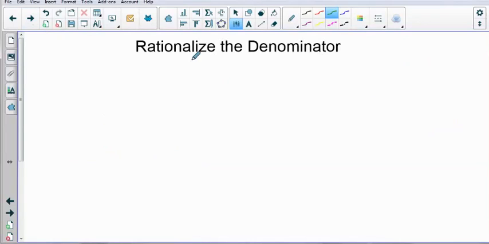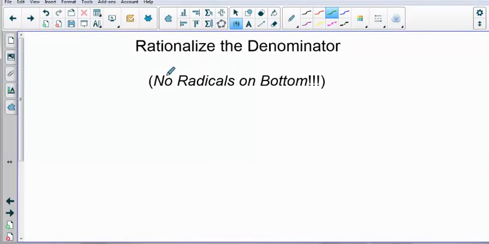Rationalize the denominator. What does rationalize the denominator mean? Well, first of all, why would you rationalize the denominator? Because you're not allowed to have radicals on the bottom. That is not in proper form. It will be counted incorrect anywhere in math. You have to get the radical out of the bottom.